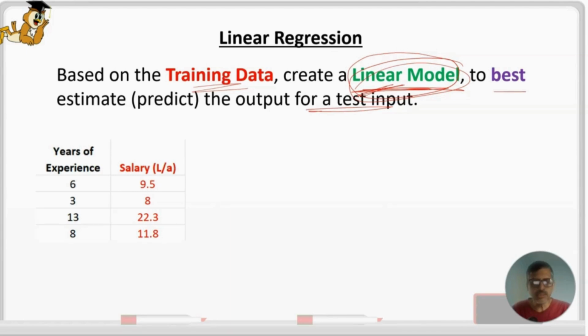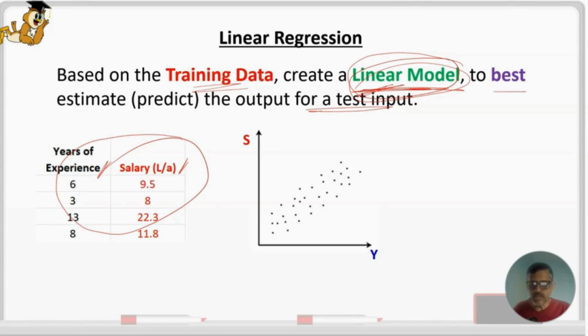Let us just consider a simple example, with just one independent variable and one output variable. So years of experience is the independent variable and salary is the dependent variable. This is what your training data looks like. Suppose you were to plot this training data on a graph. Here, the years of experience is the independent variable, independent because it can take independent values, and your dependent variable has been plotted on the y-axis, which is the salary.